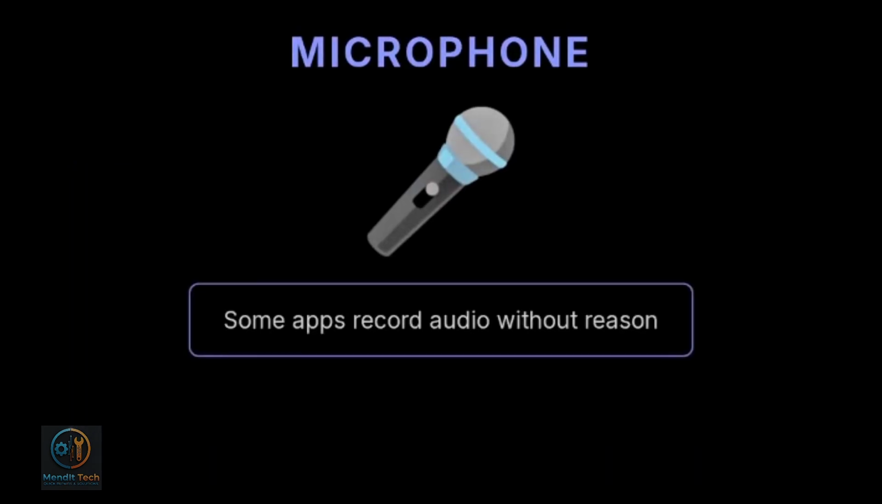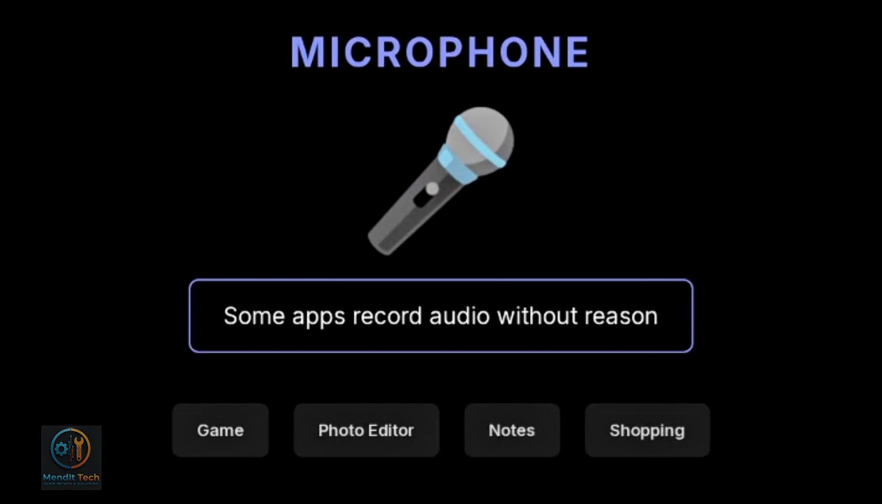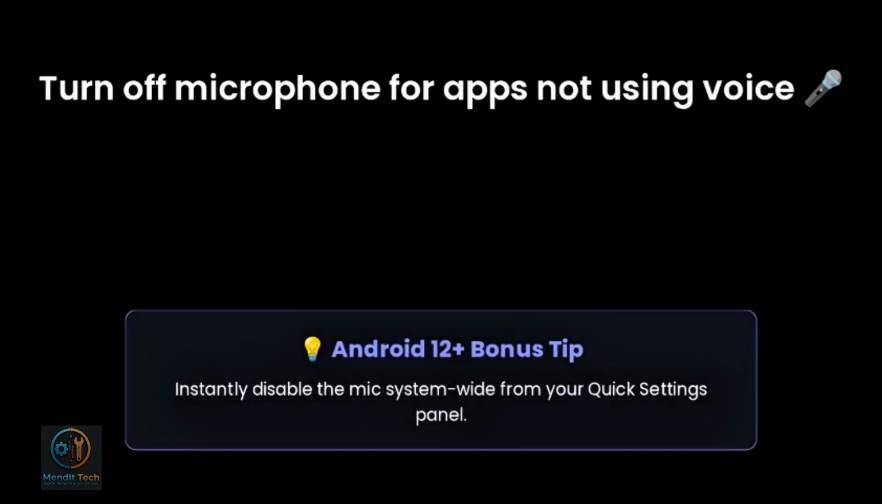Microphone permission. Go to Microphone. See all apps with this permission. You'll be shocked. Some apps record audio without reason. Turn off the microphone for apps that don't use voice features, like notes, camera, or banking apps. Bonus tip: in Android 12 and above, you can disable the mic system-wide. Swipe down, tap the Mic Access toggle to off.